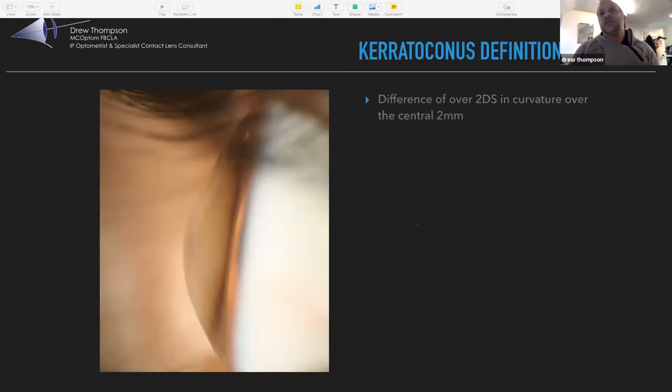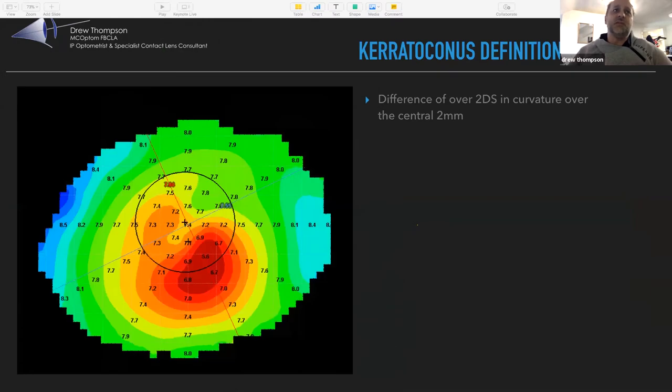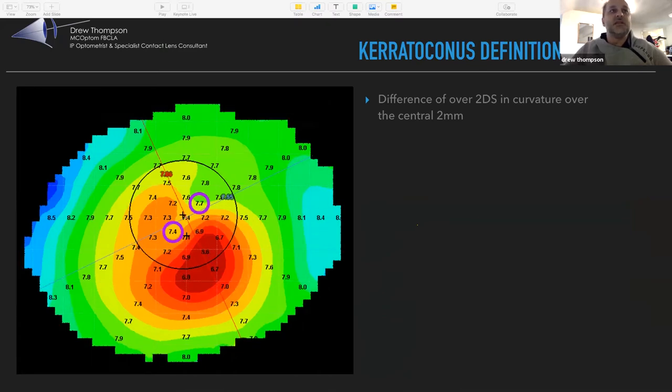So the definition of keratoconus, as far as we work to in my hospital clinic, is that there's a difference in curvature of over 2 diopters within the central 2 millimetres of the topography. And you can see that here on this topography image. The numbers there are in millimetres. And you can see there that there's a big difference between the 2 central millimetre points there.